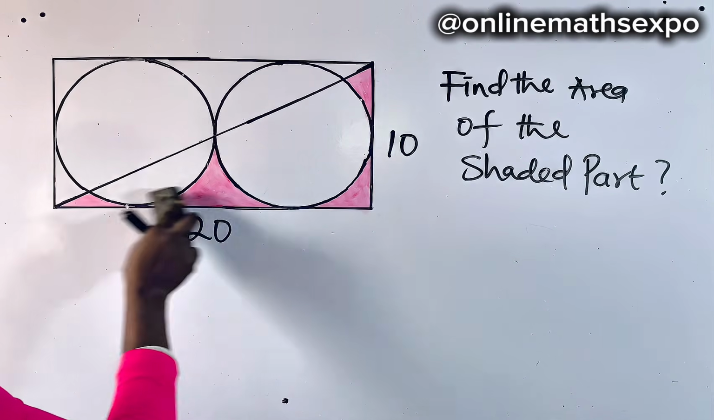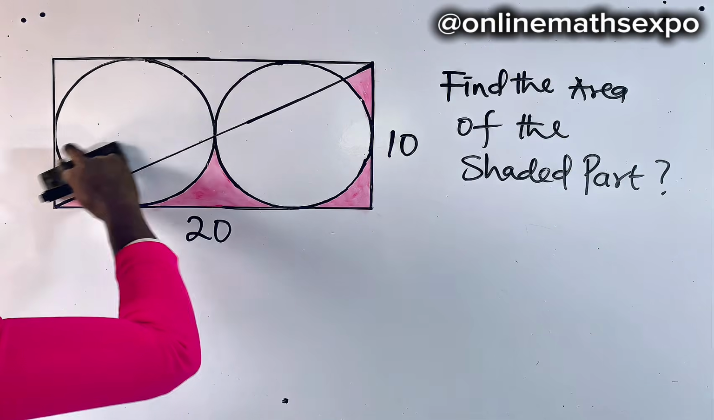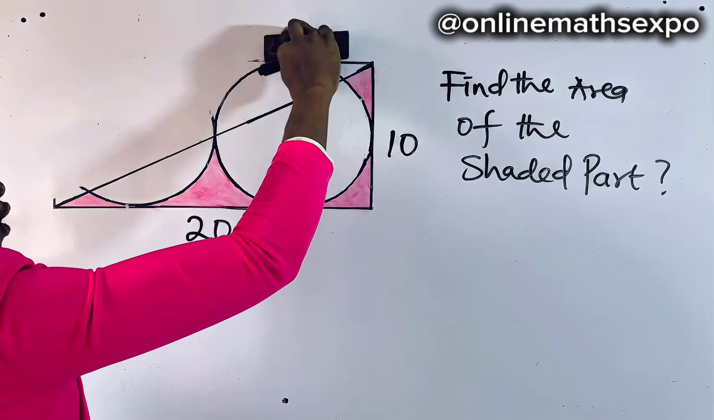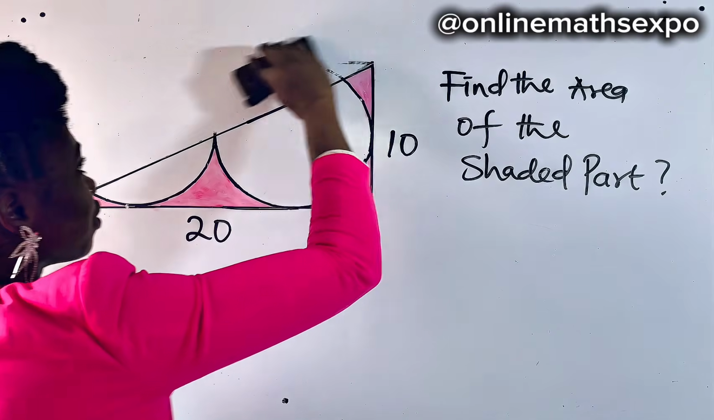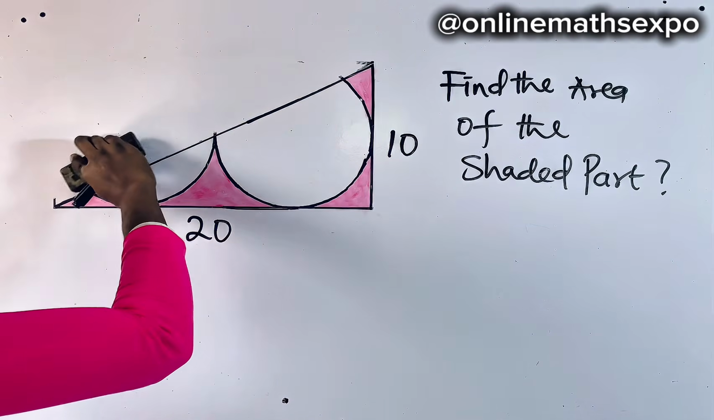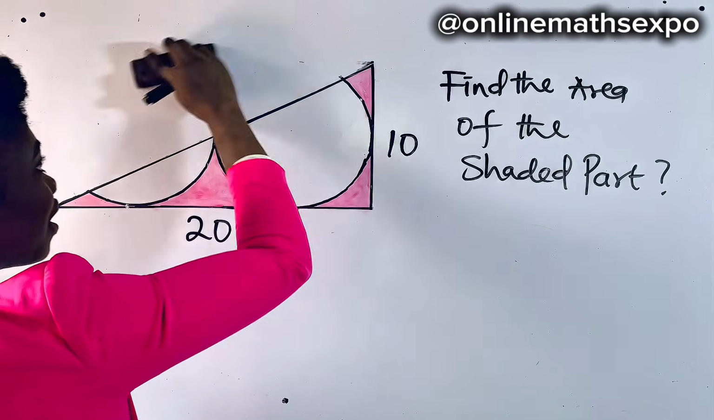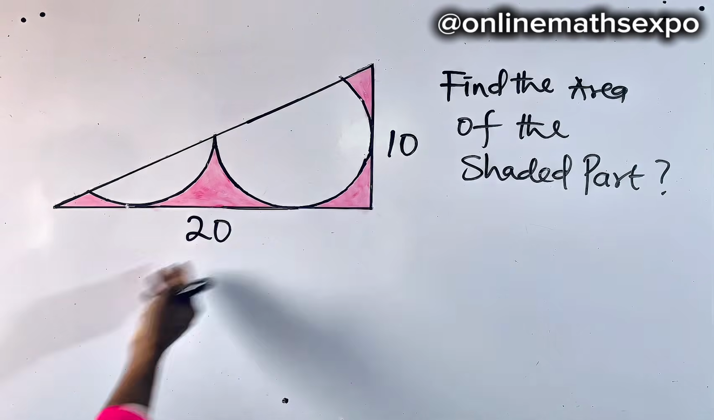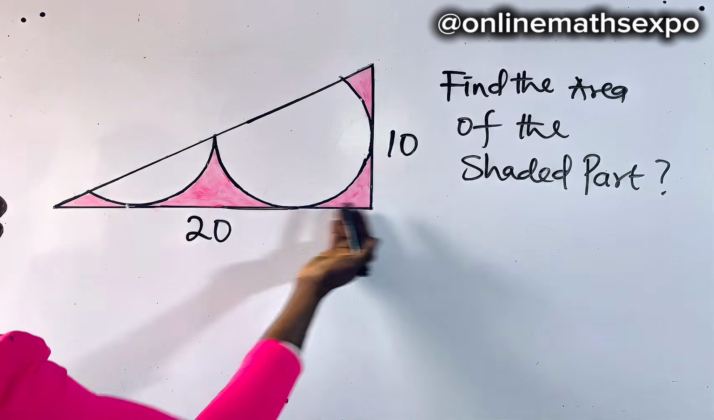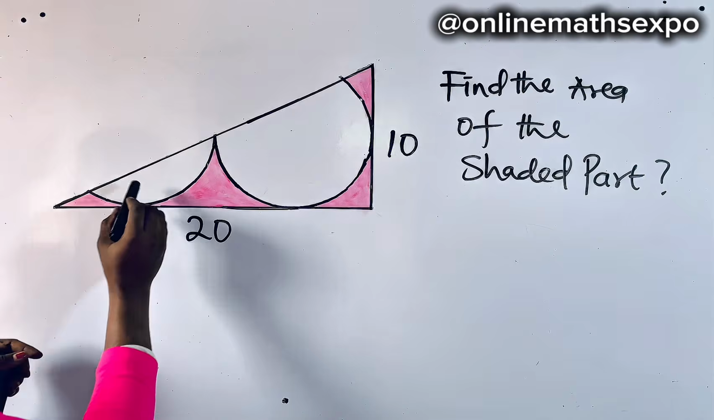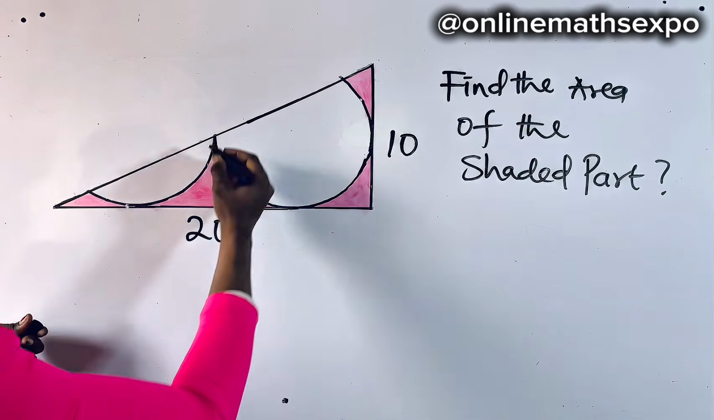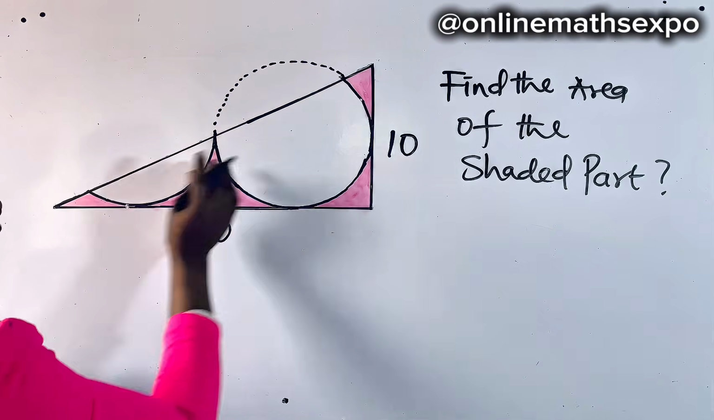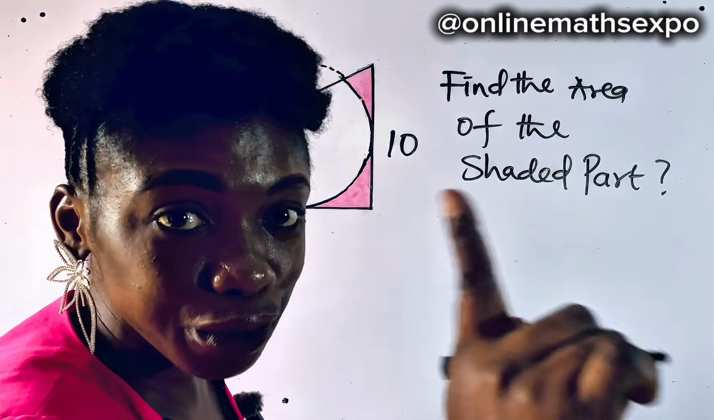Since we are targeting the shaded part, what if we try to take off this part? Let's take it off. And what does it look like? You see that this has formed a right triangle. And you notice that this part of the circle is what completes this part. So it is this part of this circle. So this and this has given you one full circle.